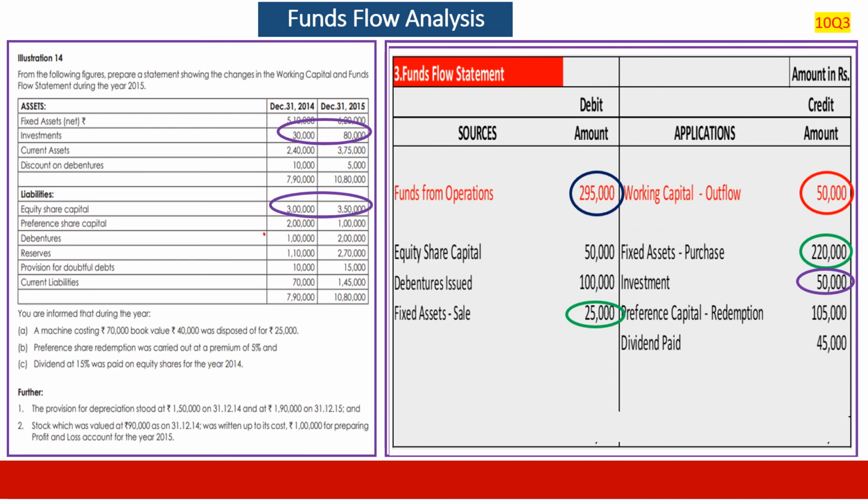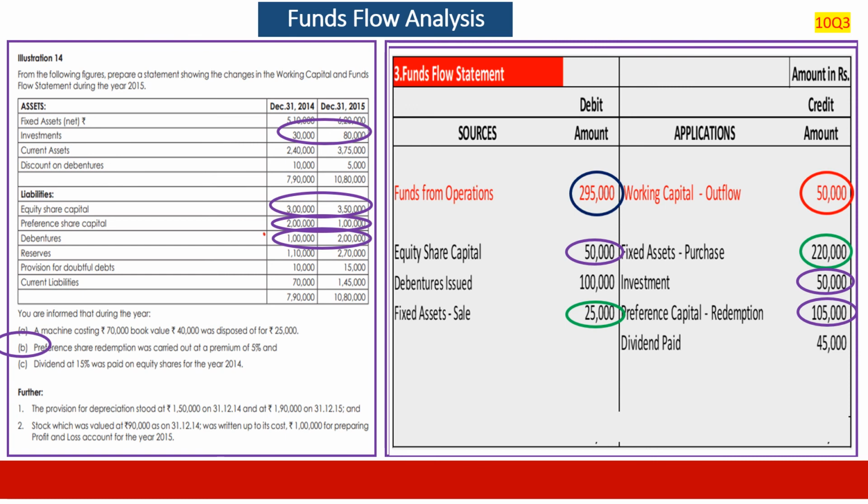Then covered current assets, covered discount on debentures in profit and loss account. Now equity capital increased from 3 lakh to 3,50,000, means we received 50,000, we record it there. Preference share capital 2 lakh became 1 lakh, we paid out 1 lakh as redemption. We paid premium of 5%, means we paid out 1,05,000. These three transactions interlinked.